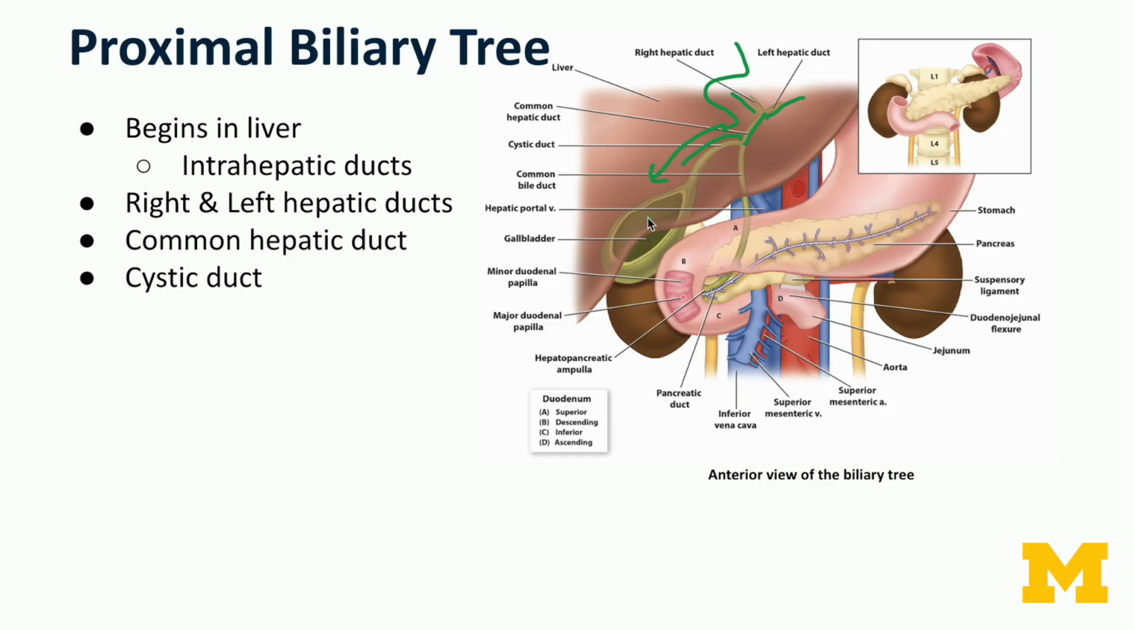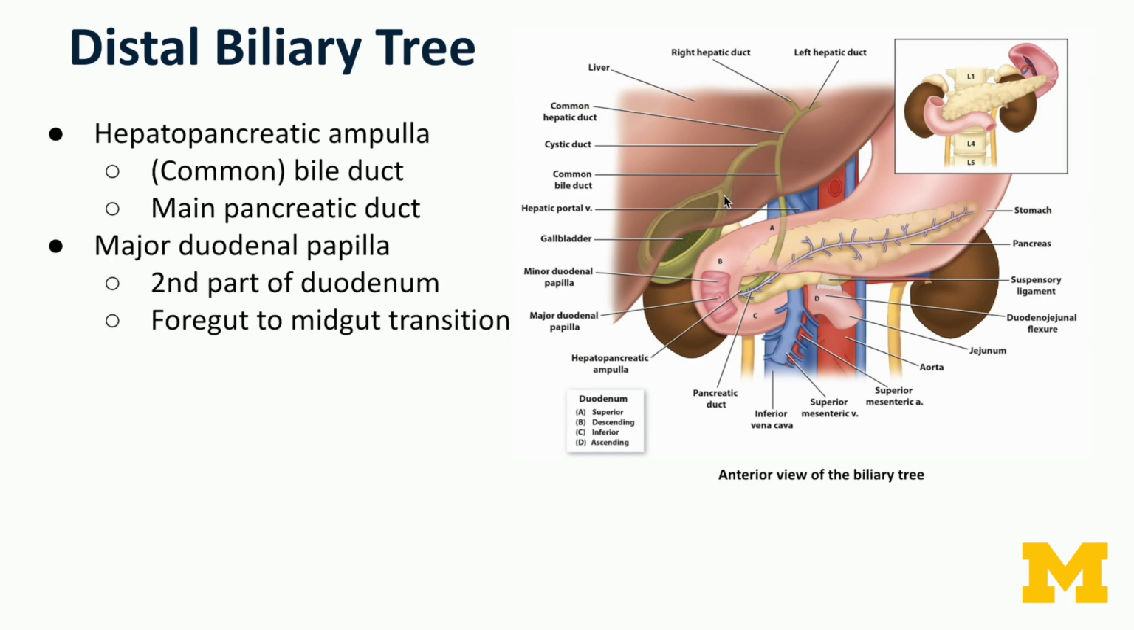Bile can also then move from the gallbladder down the cystic duct back towards the biliary tree, or the remainder of it, into what's known as the common bile duct, or just the bile duct for short. So this is the proximal biliary tree. Let's look at the distal biliary tree.